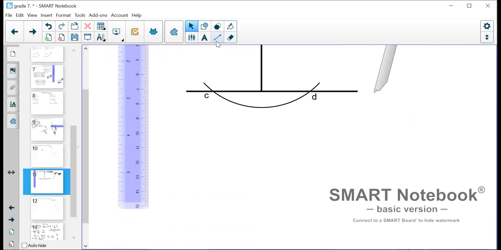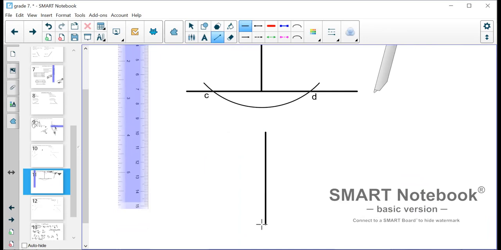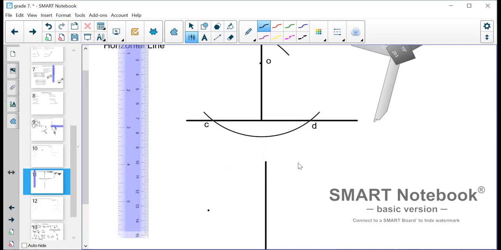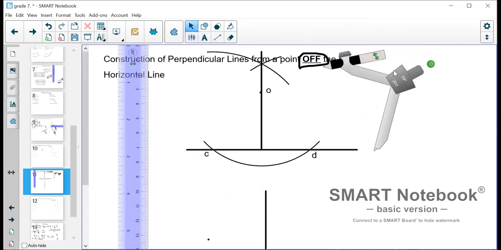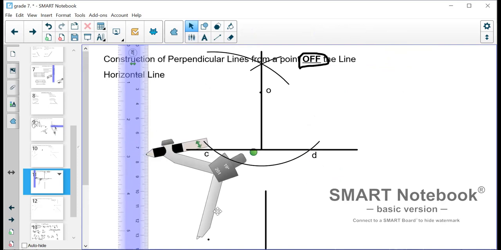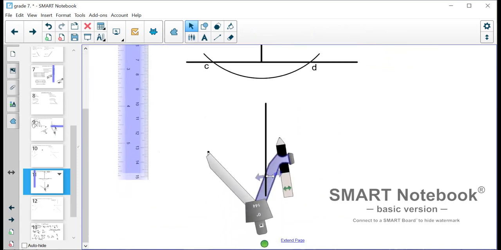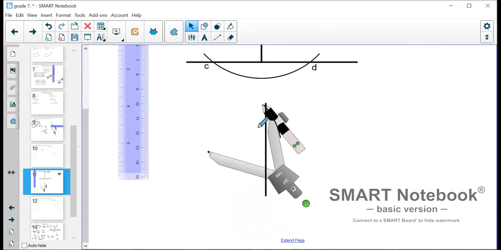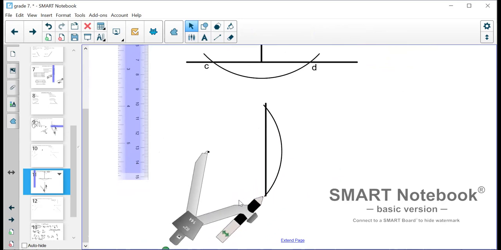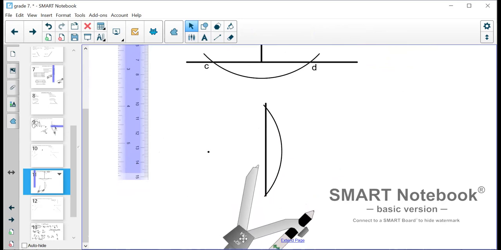The same applies for a vertical line. You draw the line, you mark a point outside of the line, probably on the left-hand side or the right-hand side, it doesn't matter. Let's say we draw it on the right-hand side. You take the pair of compasses and you place it exactly at that point, and you open it enough so that it intersects the line at 2 points, right? 1 and 2. Right, that one is a bit large.